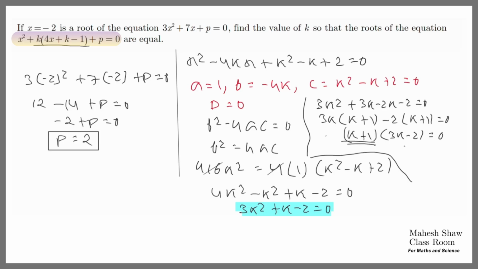Now check here, on equating this with 0, we get k as negative 1, and equating this with 0, we get k equals 2 over 3. So we had to get the values, or it says value, but we have two possible values. K is -1 and k is equal to 2 over 3.